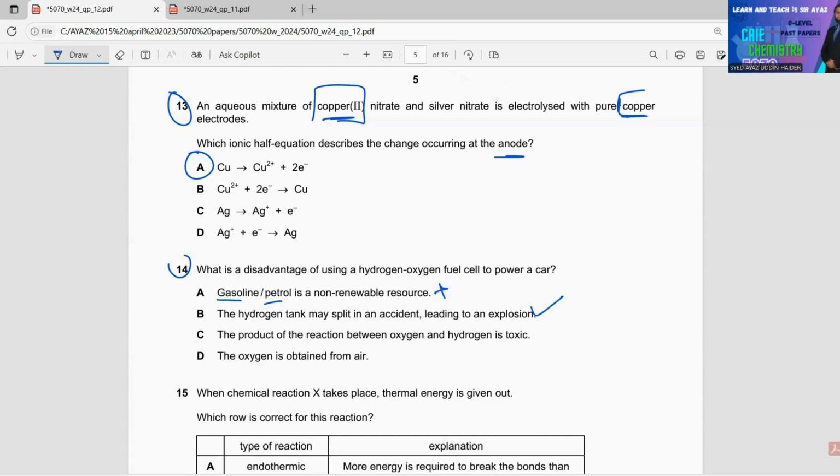For your convenience, I am reading the other statements. C, the product of the reaction between oxygen and hydrogen is toxic. This is incorrect because the product is water, which is not toxic. So pure water is not toxic. D, oxygen is obtained from air. This is not a disadvantage. This is an advantage of getting oxygen from the air. So this is also incorrect. So B must be the right answer in this case.